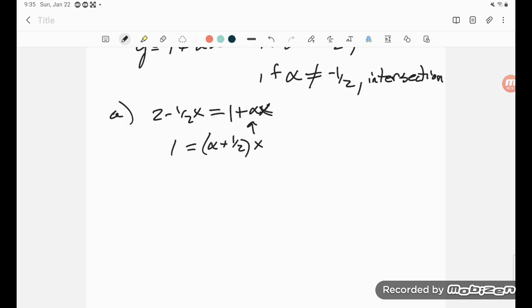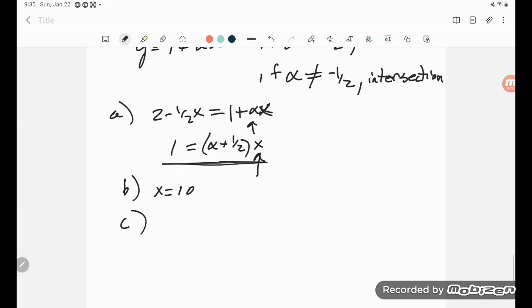And it says, well, find alpha so that the x coordinate is 10. Well, you see, I've got an equation here involving x and alpha. Well, if I tell you x, then I can find alpha because I know how to solve a single equation with a single unknown. So that's how I would do B, x equals 10.